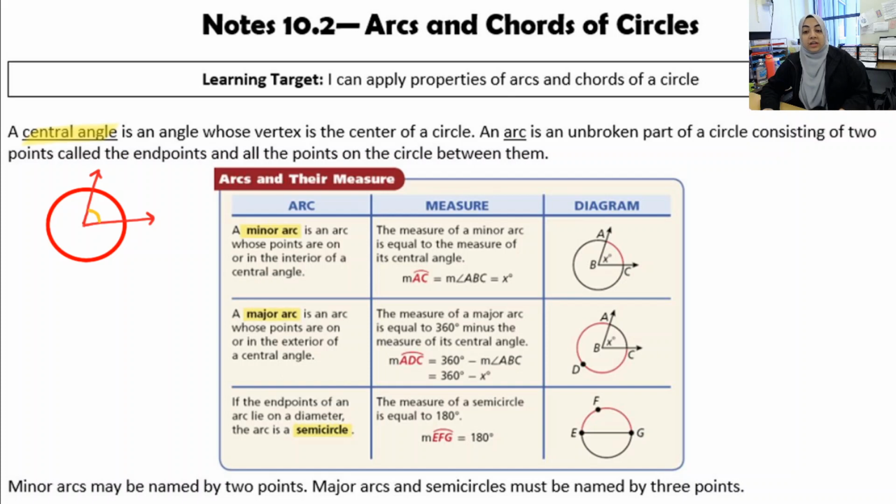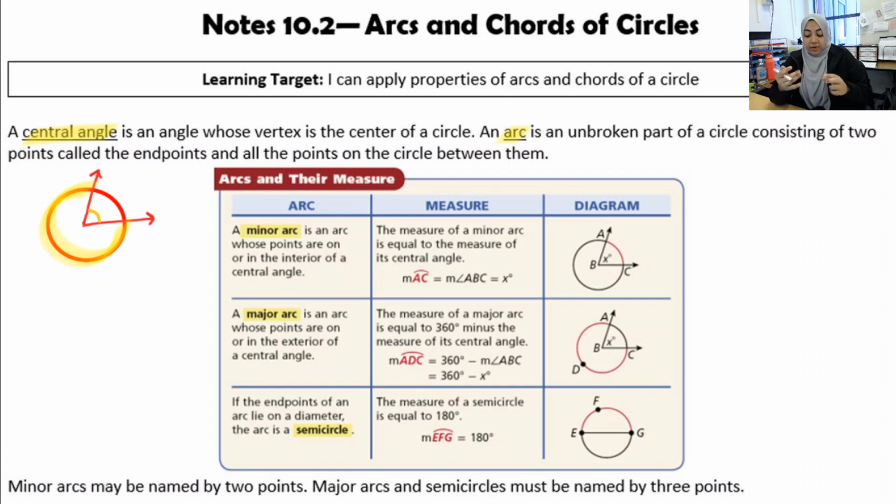An arc is an unbroken part of a circle consisting of 2 points called the endpoints and all the points on the circle between them. So I'm going to use that same example that I just drew. An arc would be this right over here. That right there is an arc, or I can go the other way and say that right there is the arc, okay? So today we're going to be talking about how do you find the measure of that arc.